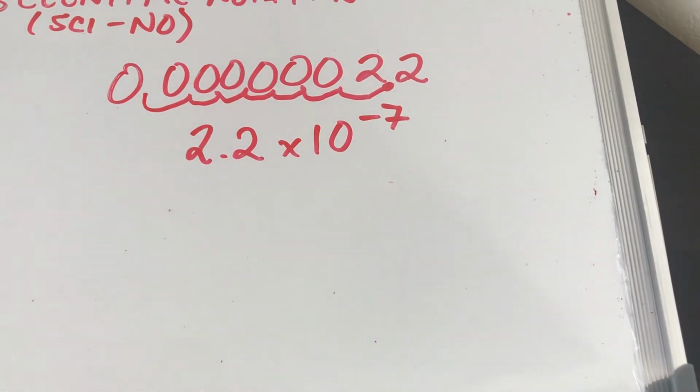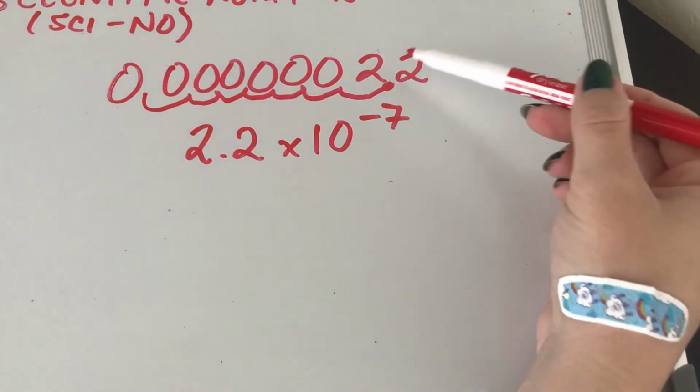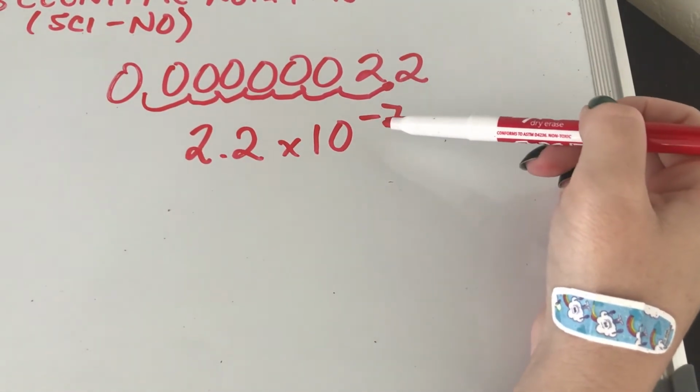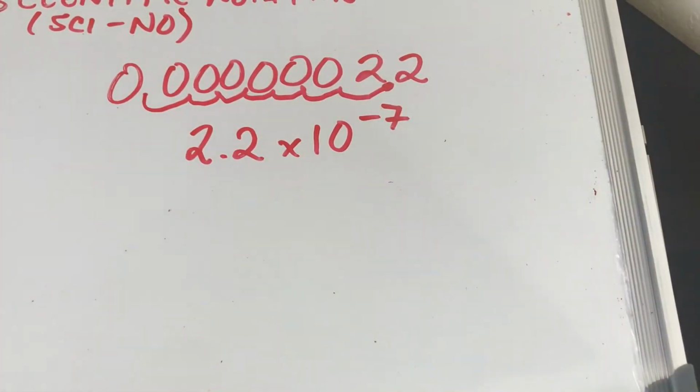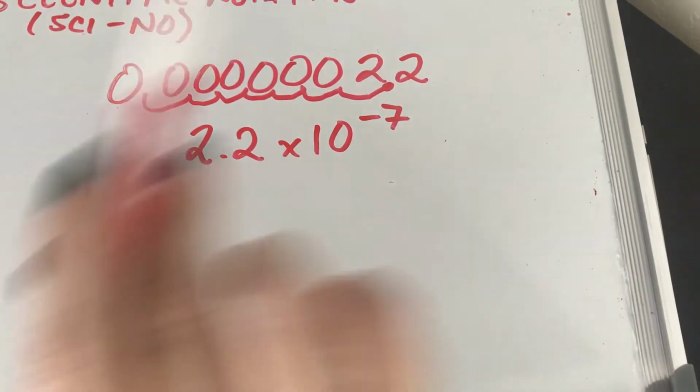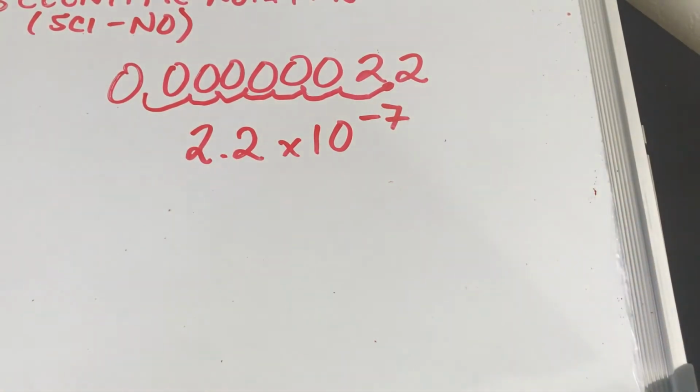Again, how do I know that it's a negative exponent? Because this is a crazy small number. Crazy small numbers always have a negative exponent, okay? So when the zeros are out front, usually it's going to be negative, right? Zeros are out back, positive. Questions about that?